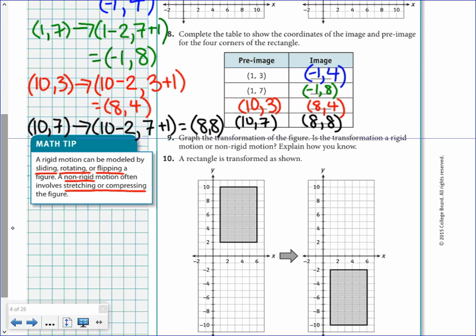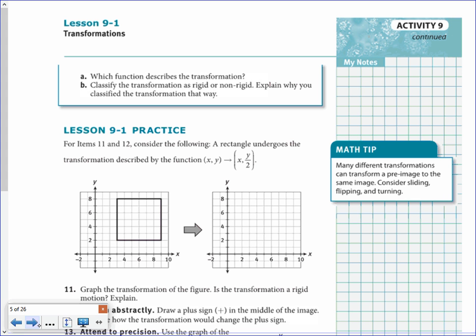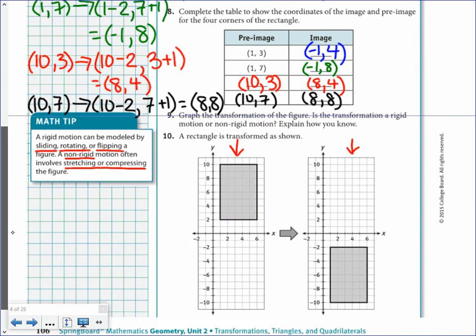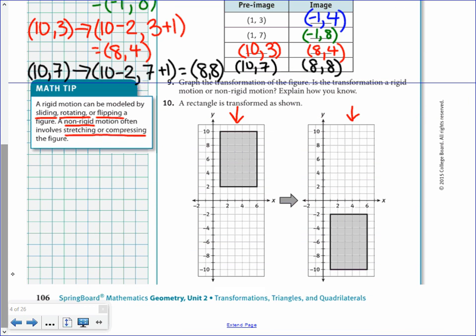So now let's look at number 10. A rectangle is transformed as shown. So we start with this figure as our pre-image, and then our image is this figure on the right. So what happened? Your rectangle moved down. So if you look on the next page, they say, for part A, which function describes the transformation? So I am going to look at this at one point to another point. This point on the pre-image, how does it map to that point on the image?